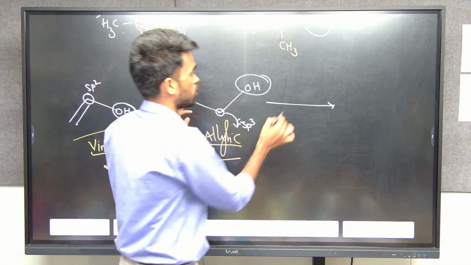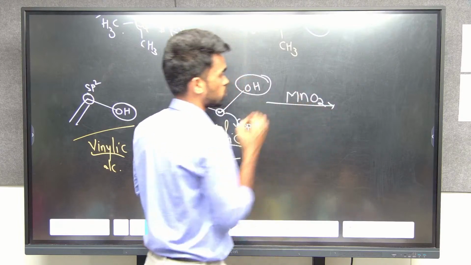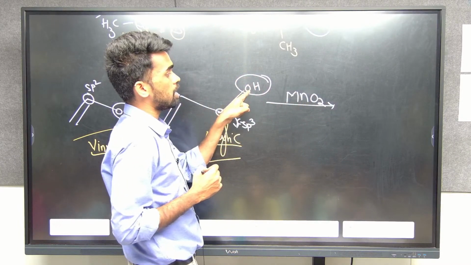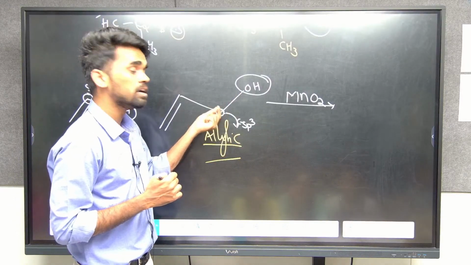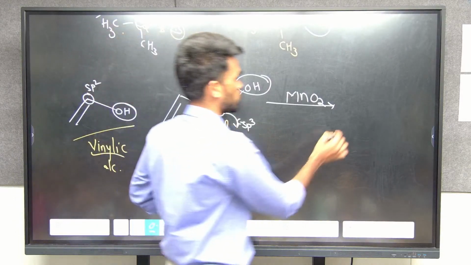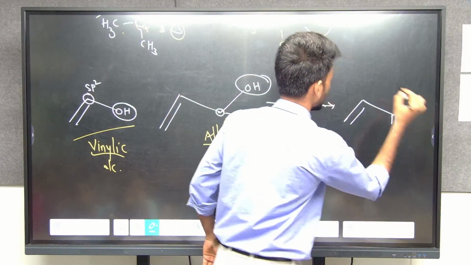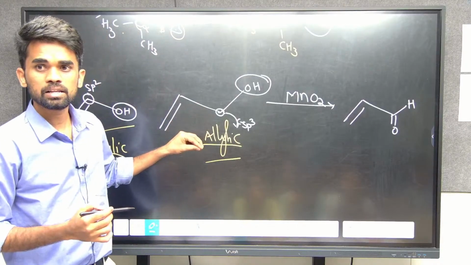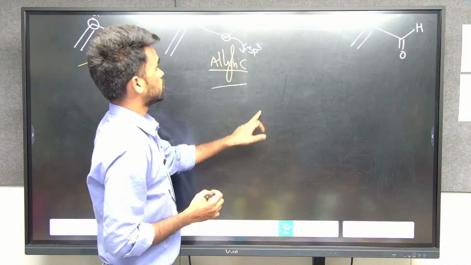Okay. So now if you treat this compound with MnO2, the allylic alcohol converts to the respective oxidized product. Like here it is a primary alcohol now, you get aldehyde. So what is the product formed here? Aldehyde. Like this. Okay. If it is a secondary alcohol, what is the product? Ketone. Perfect.